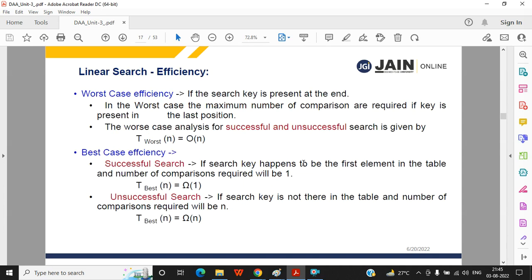So average case means the average time somewhere between the worst case and the best case. Okay. Best case: you see, the time complexity is omega of 1. You can say big O of 1 also. You remember what is omega, what is theta, and what is big O? Big O is the upper bound, omega is the lower bound, and theta is both the upper bound as well as the lower bound. Okay.